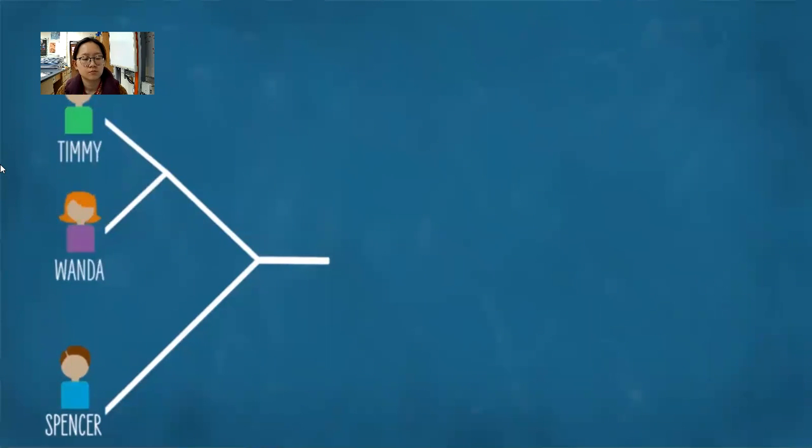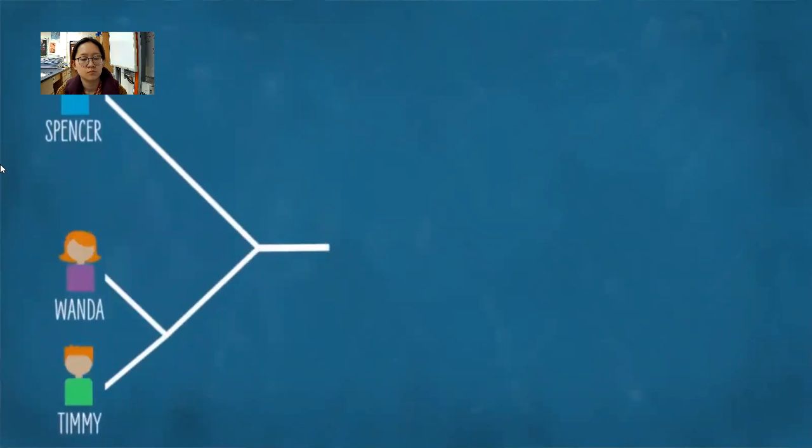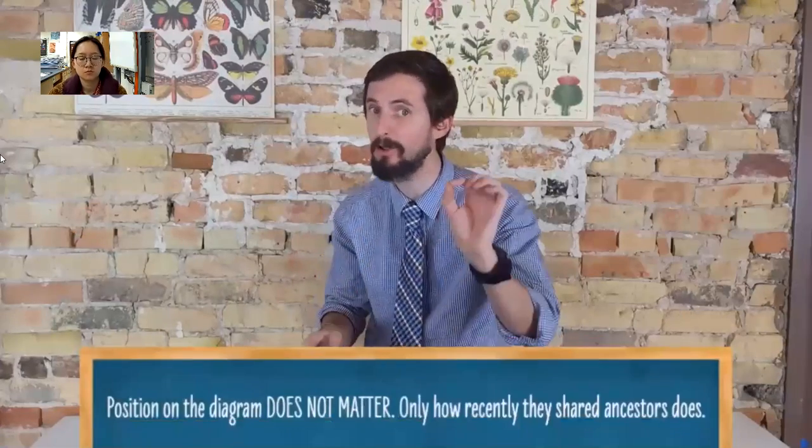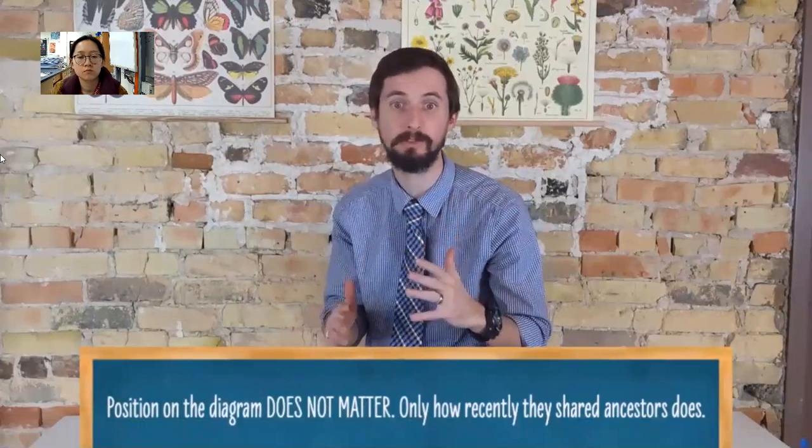If I flip it so that Spencer is on the very top instead of the very bottom, that also changes nothing. Their position on the diagram doesn't mean anything. All that matters is how recently they shared ancestors with the other individuals on the tree.